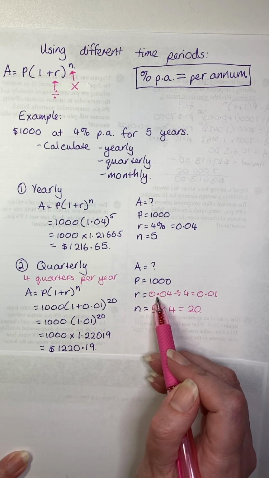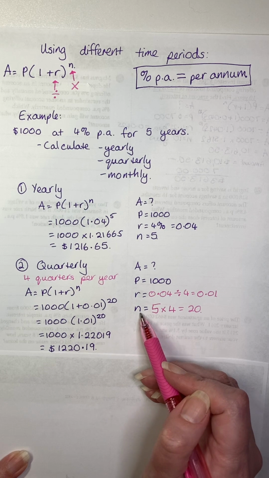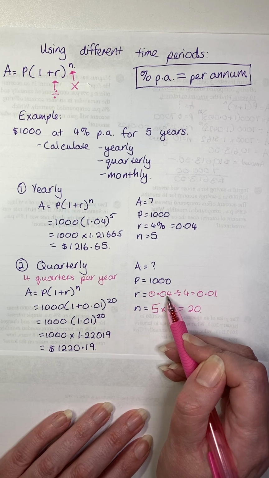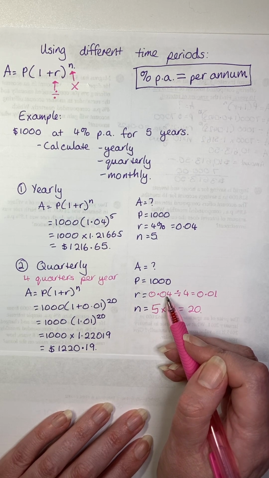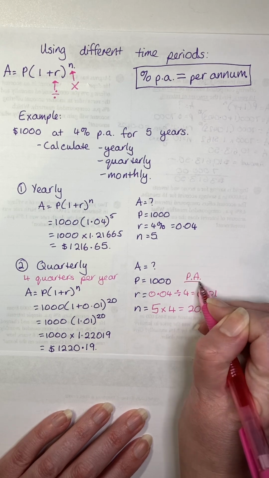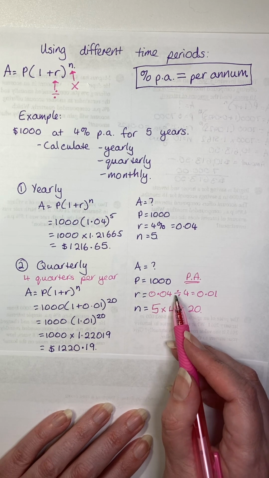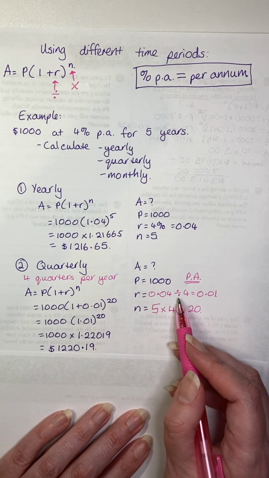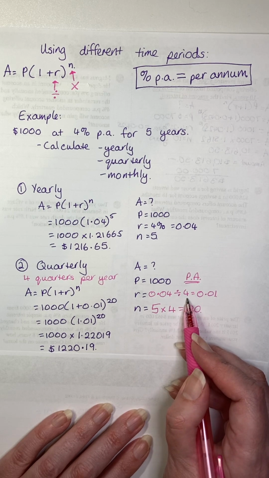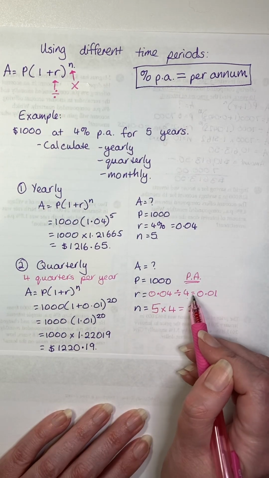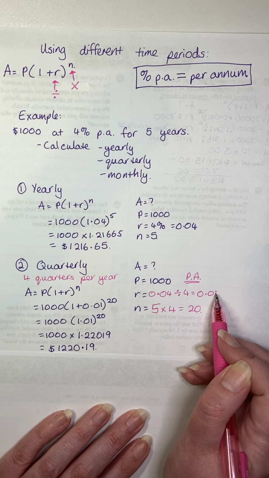Now, when we are going to do it quarterly, what we're going to do is change our interest rate and our number of time periods. Now, we did have 0.04 because it was 4% per annum. It was per annum. But now we are doing it quarterly. Instead of doing it once in a year, we are going to calculate it 4 times in a year. So our rate now is going to be divided by 4. So that's why I've put a little divided sign up here. So our new rate is now 0.01.